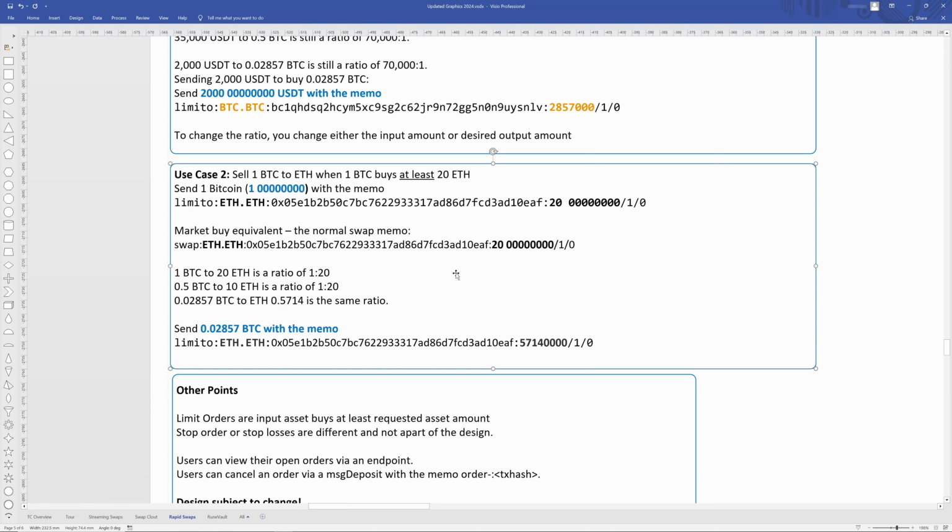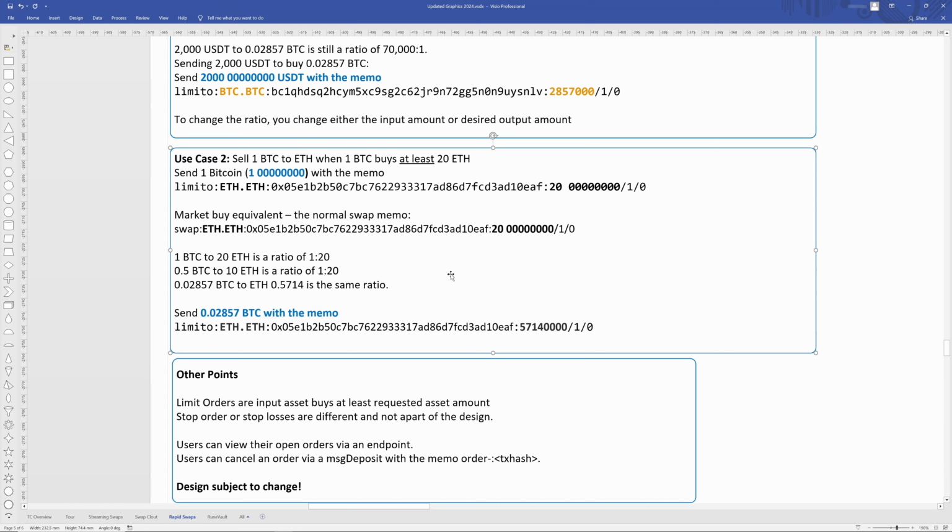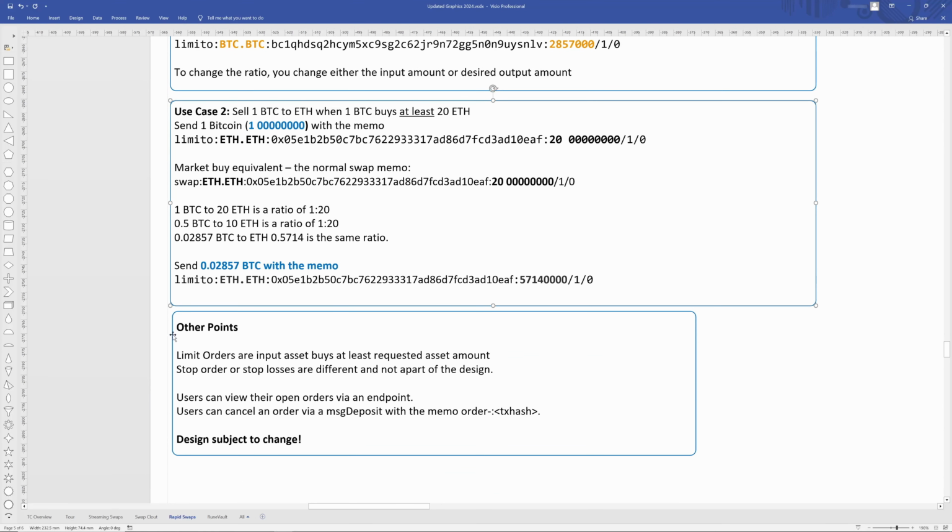So that is how, with limit orders, you can set the ratio, and then how much you get out of that ratio would be dependent on how much you put in. And to change the ratio that you desire, obviously you're going to be changing the input and the output amount. And all that complexity would hopefully be sorted out by user interfaces. So just some other points. These limit orders are for the input amount buys at least the requested output asset. So this Bitcoin buys at least this amount of Ethereum.